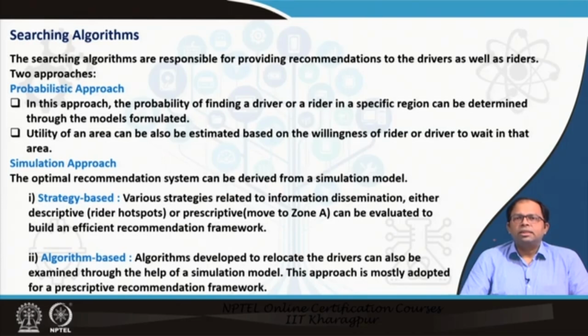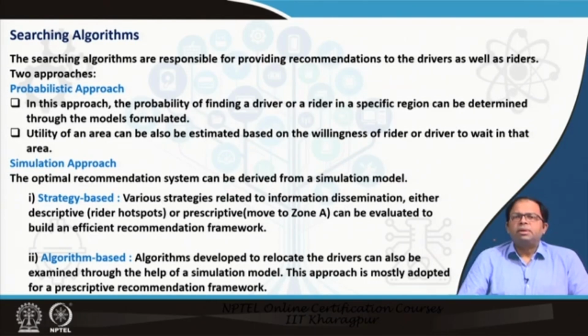So these are the things that are considered when we do a probabilistic approach. And in the simulation approach, we also determine certain strategies. It could be a strategy based approach or an algorithm based approach. In the strategy based approach, we can have certain strategies for information dissemination, like we show the rider hotspot. For example, drivers can see in their app that these are the areas where there is more demand, so these are called hotspots, and drivers can decide to go there.